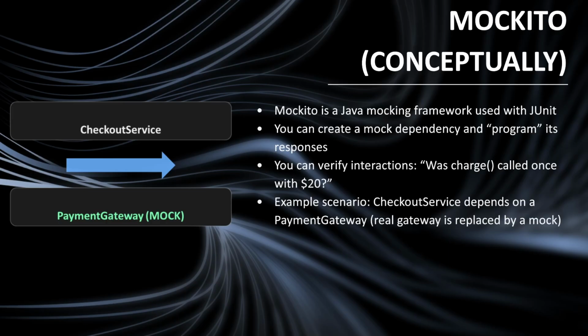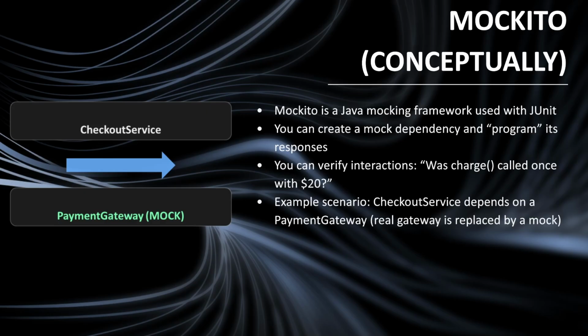Mockito is a popular Java framework that helps you work with mock objects in a unit test. Conceptually, Mockito supports two big actions, stubbing and verifying. Stubbing is when you tell the mock what to return. For example, you can say, when the payment gateway is asked to charge $20, return true. Verifying is when you confirm that something happened. For example, you verify that charge was called once with the correct user ID and amount.